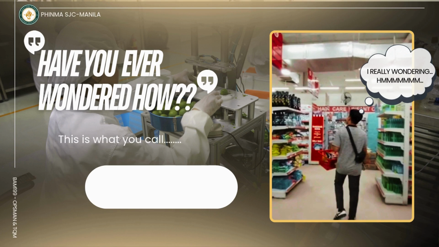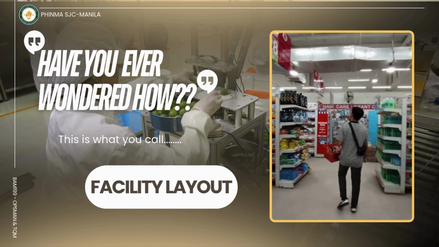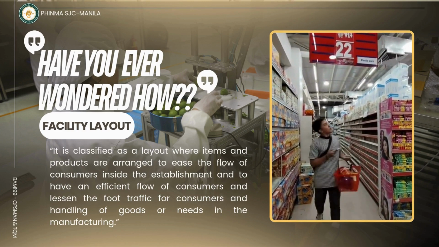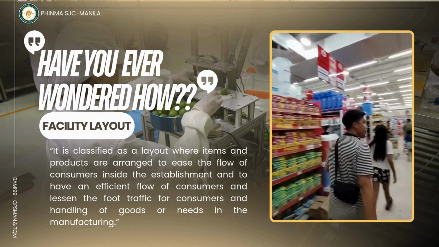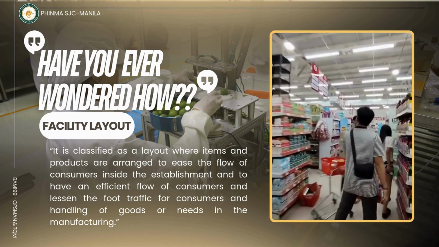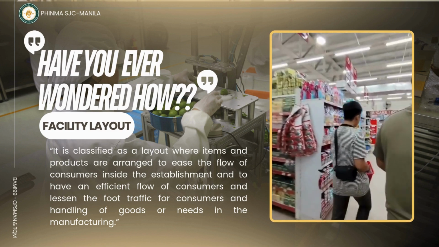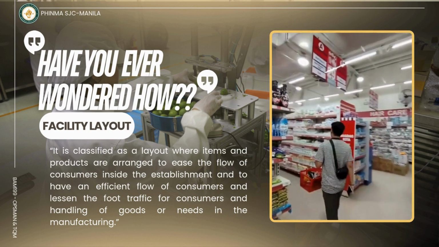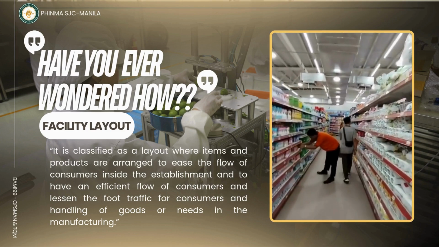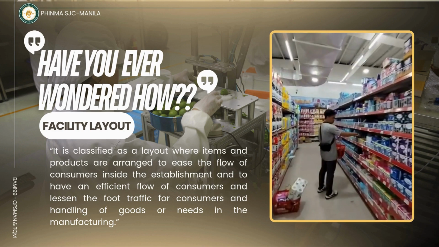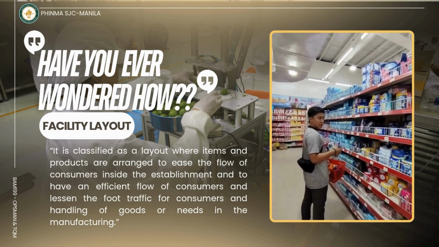This specific process is called facility layout. Facility layout is a layout where items and products are arranged to ease the flow of consumers inside the establishment. This is to have an efficient flow of consumers, to lessen the foot traffic for consumers, and to ease the handling of goods in manufacturing. Same goes with this person: he doesn't need to go to shelves he doesn't need, he just goes directly to the shelf where he needs to buy that item.